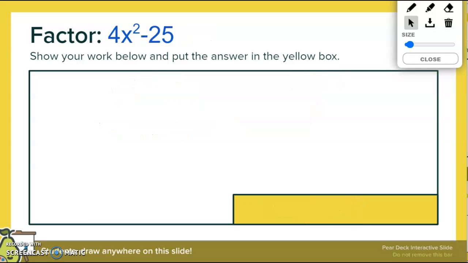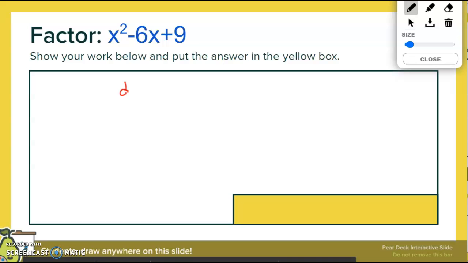What about this? 4x squared minus 25. We only have two terms. If it's just two terms, I should be looking to see if there is any special pattern. Well, I do see the first term is a perfect square and the last term is also a perfect square. And we do have the subtraction in between. That means this is a difference of squares.